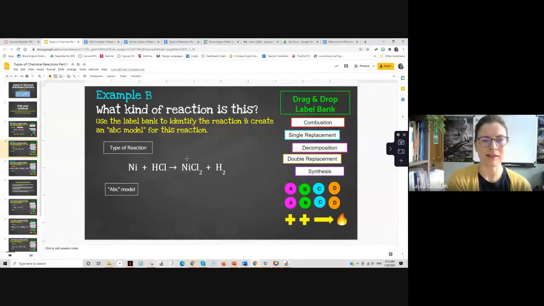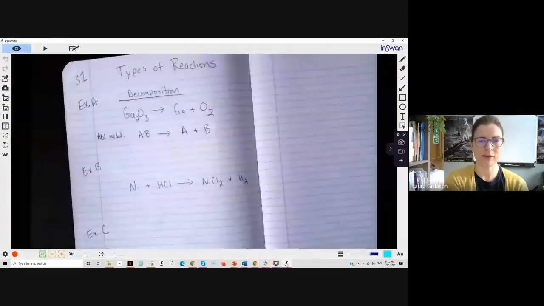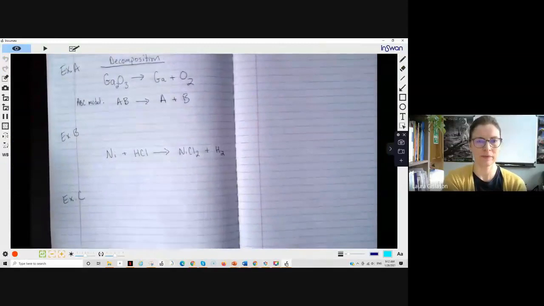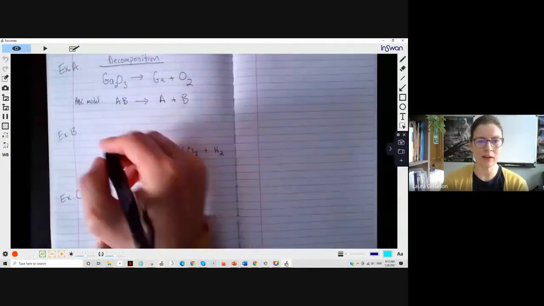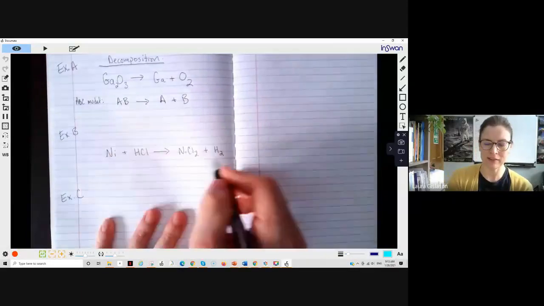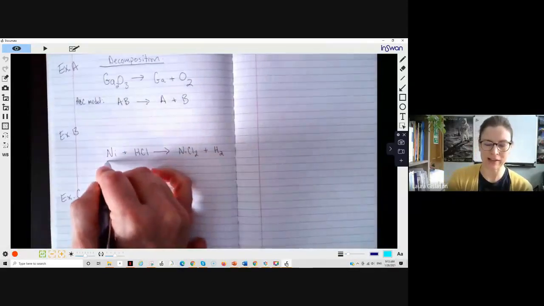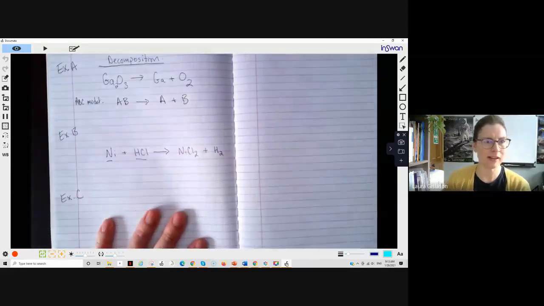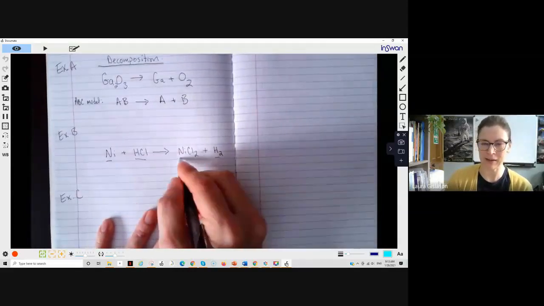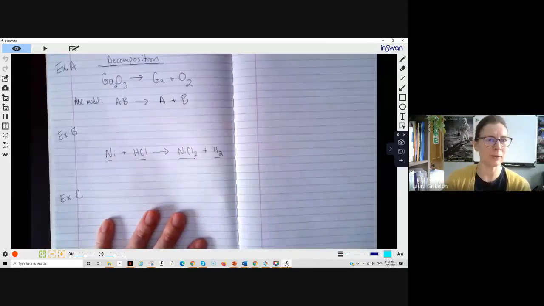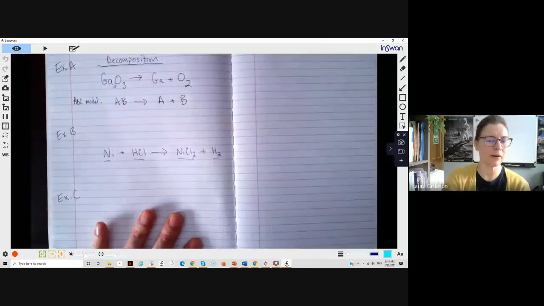The compound nickel chloride, NiCl2, and elemental hydrogen. Okay, so you should have that in your notebook. One of the things you want to notice here is that this reaction has an element and a compound on this side, and it also has an element and a compound on this side. That's going to be important in identifying this type of chemical reaction.